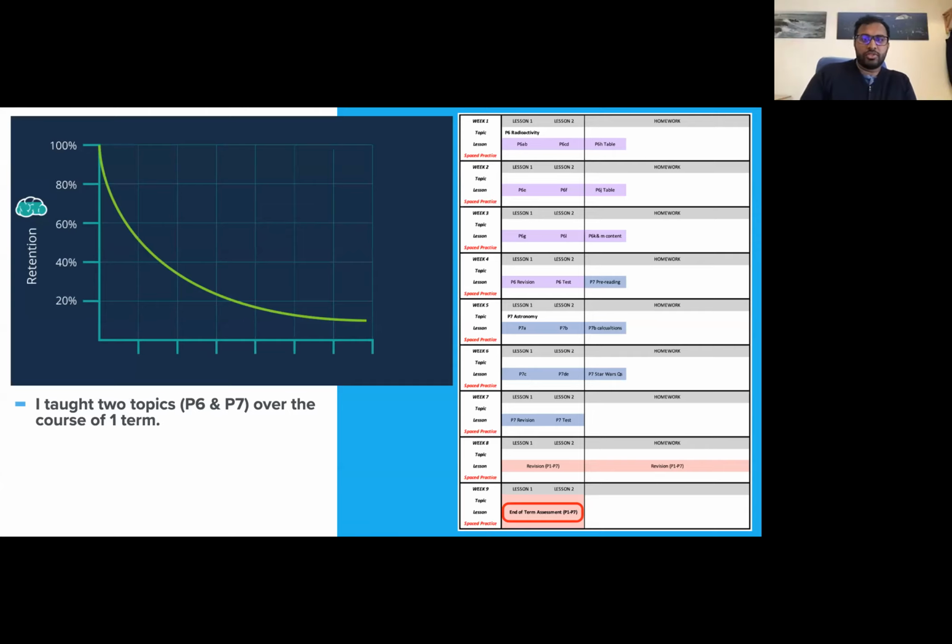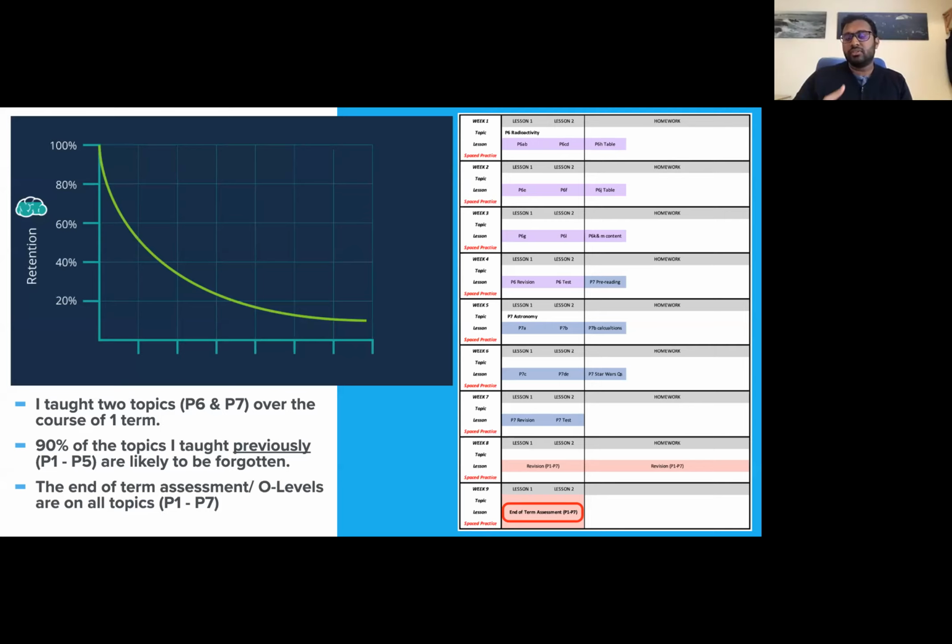I taught them this over the course of 1 term, but their end of term assessment, which I've highlighted at the bottom, is on 7 topics, not the 2 topics I taught this term. So this is pretty similar to the structure of an O-level or an A-level or GCSE. Now, everything I taught before, topic 1, topic 2, topic 3, topic 4, topic 5, if Ebbinghaus is to be believed, they would have forgotten 90% of what I taught them before during this period of time. So how can I adjust my medium-term plan to account for this and to prevent that forgetting?